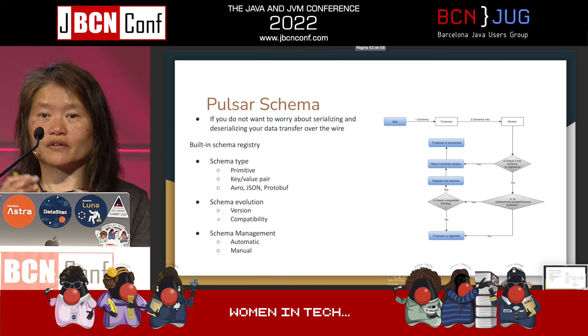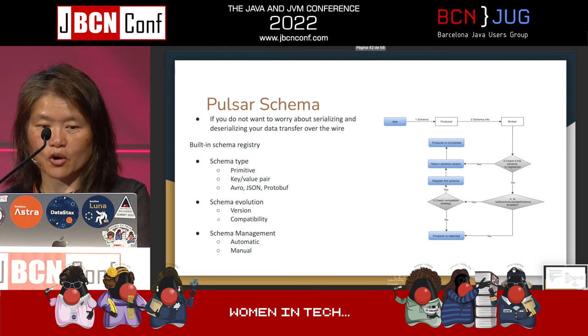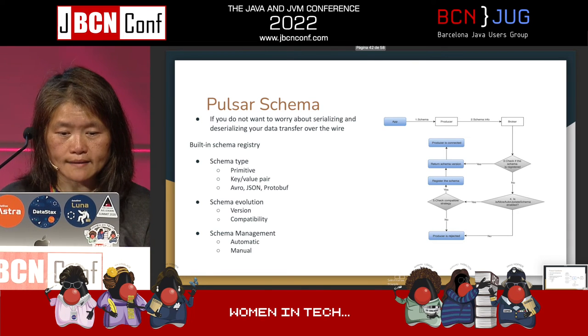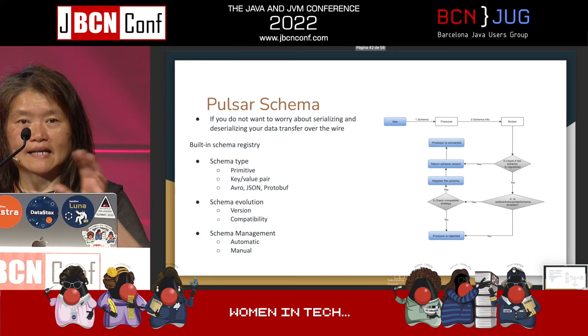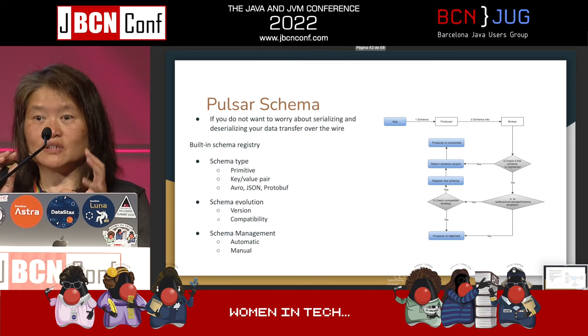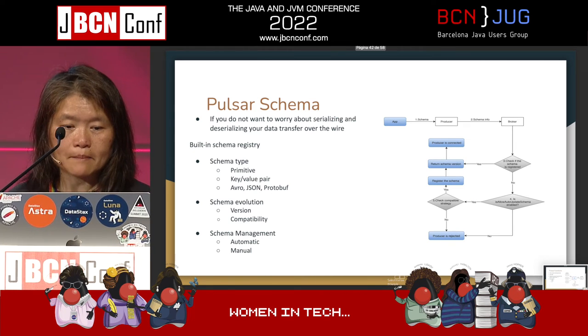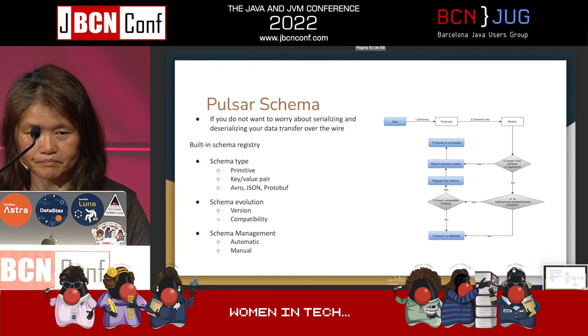Then you don't need to worry about, okay, now I have to rewrite or update my serialization code, right? For example, like that. And this schema also helps with versioning and compatibility. So it's a nice feature that manages all of the actual data that you need to handle in your system. So that's Pulsar schema, and it has automatic management or manual management as well.